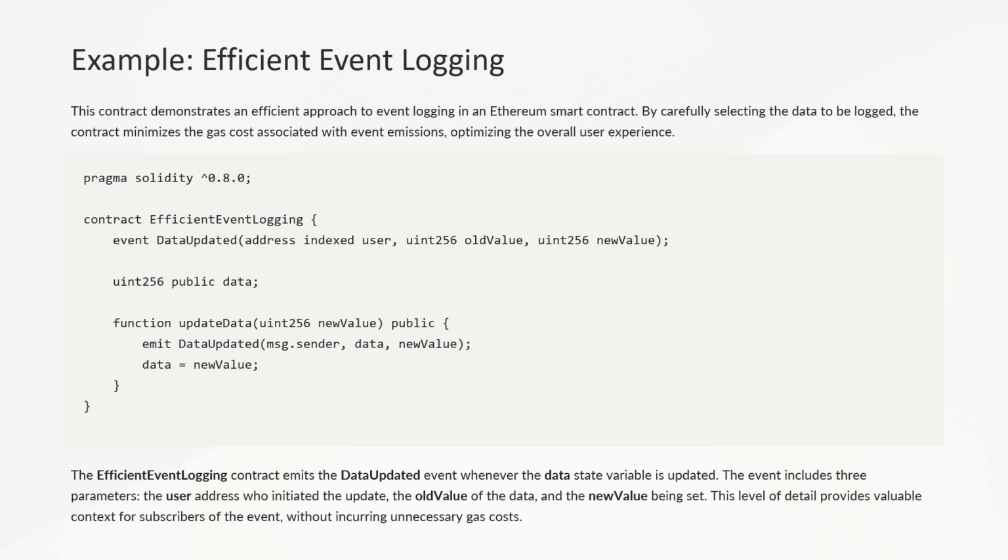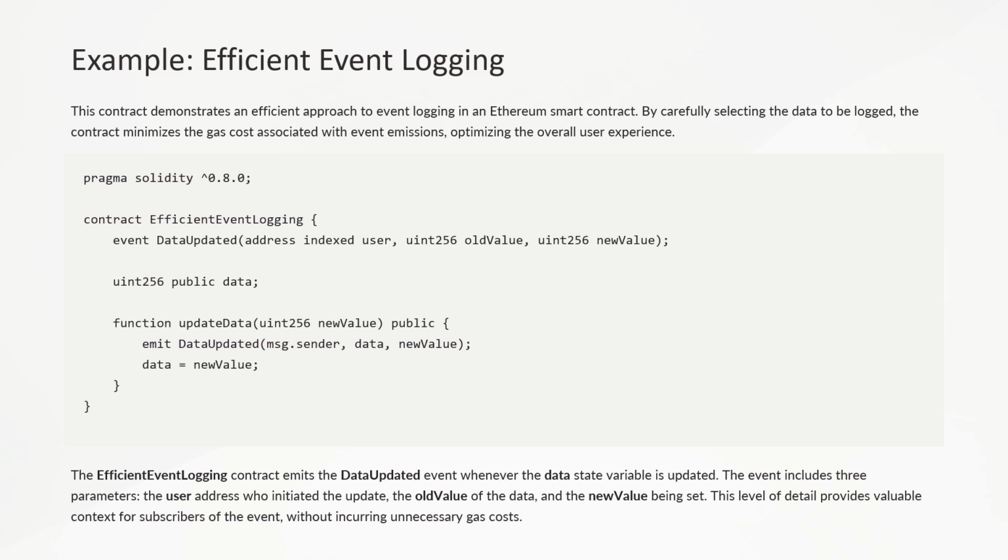Let's break it down. The contract contains an event named DataUpdated, declared using the event keyword. This event captures the important details of data updates, including the user's address, the old value of data, and the new value being set. The contract includes a public state variable data of type uint256. This variable represents the value that is being updated.